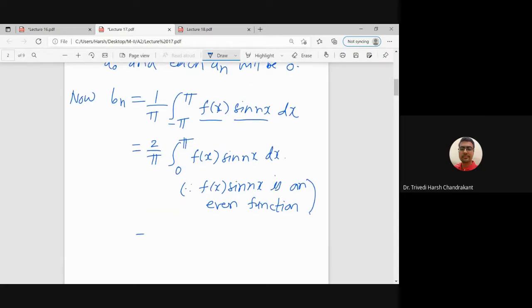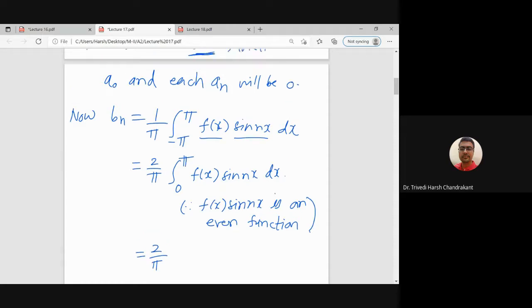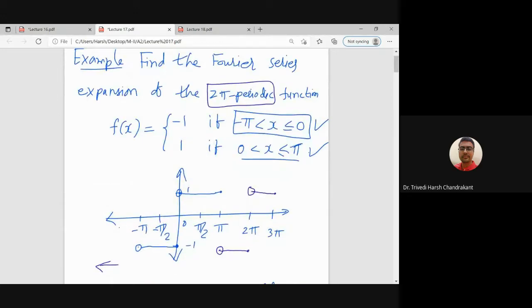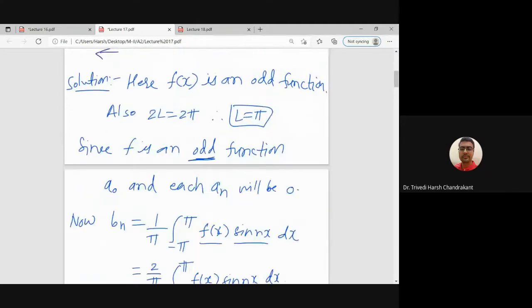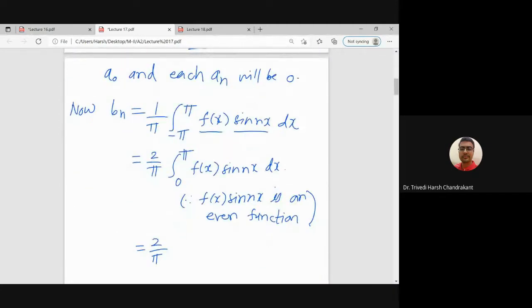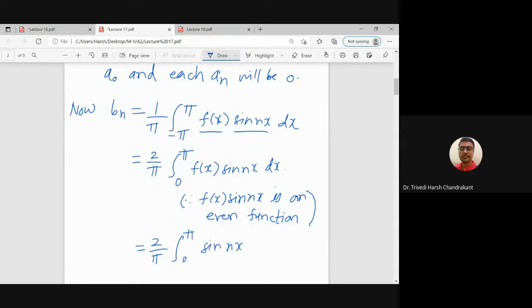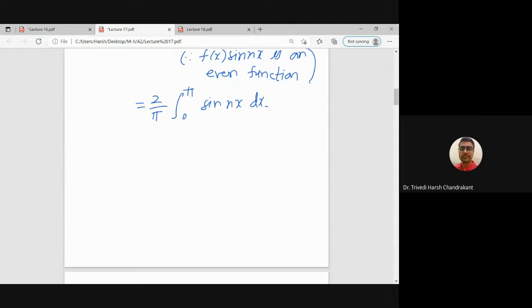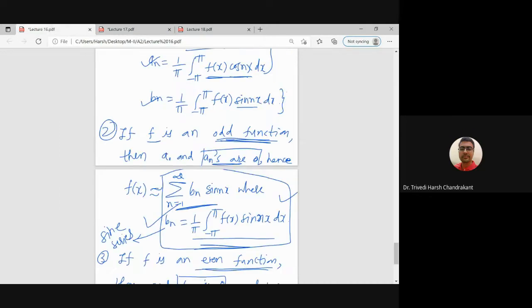Fine. So now we need to only look at the value of the function f(x) over the 0 to pi interval, and we know that over the 0 to pi interval the value of the function is 1, a constant function. So let us substitute that. That means we get the integral from 0 to pi of sin nx dx. Now here the interval is not symmetric, that means we cannot use this formula.